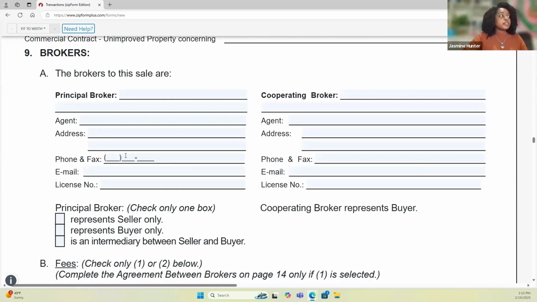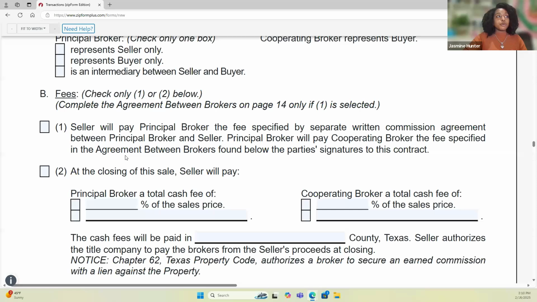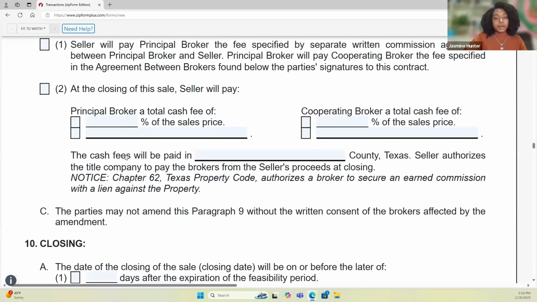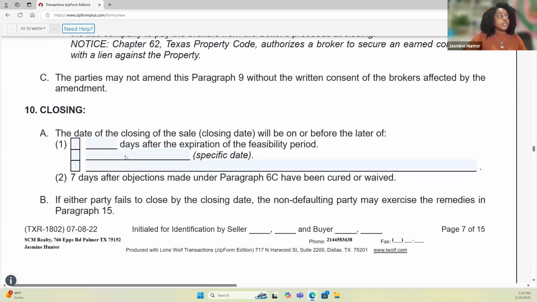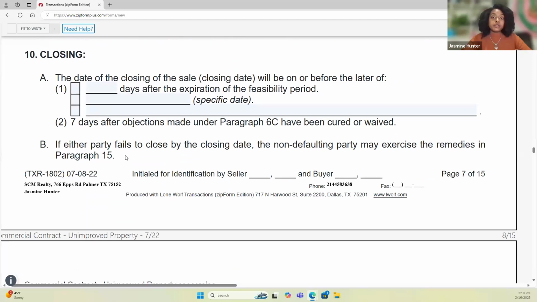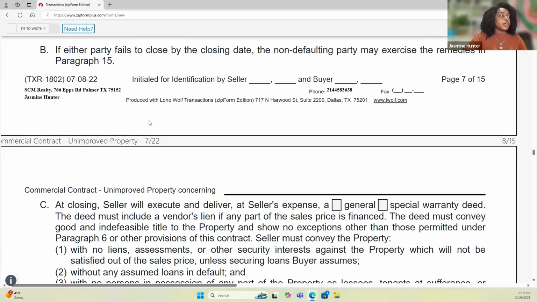Now, paragraph 9 is actually all the real estate information, the broker fees, who's paying what, how much, all of that good stuff. That's what's happening here. Instead of it being at the very bottom of the contract, they have it here in the middle of the contract. And you also have the closing date. That's right here in the middle of the contract as well.